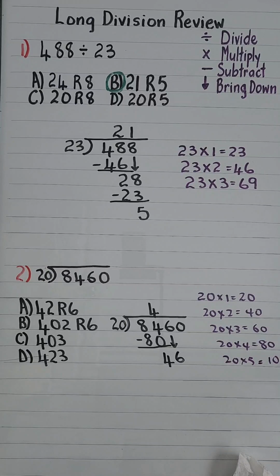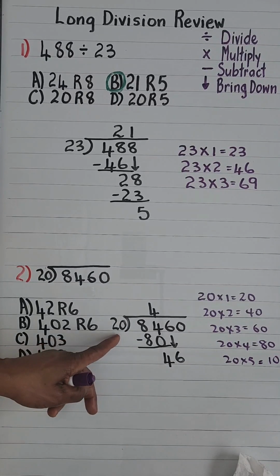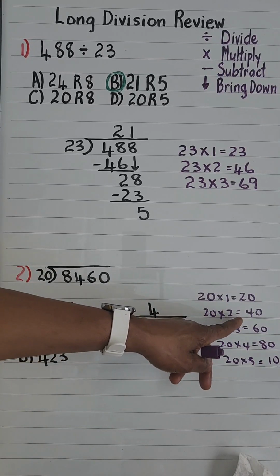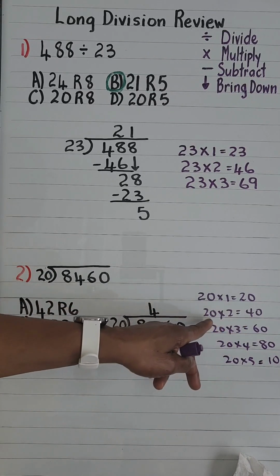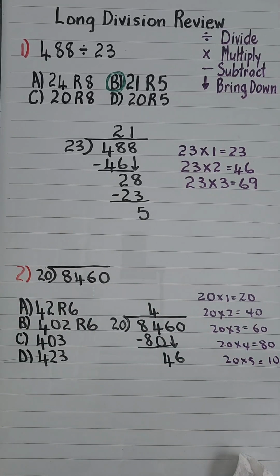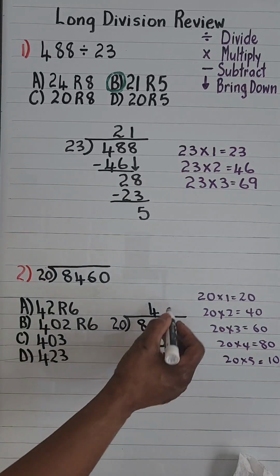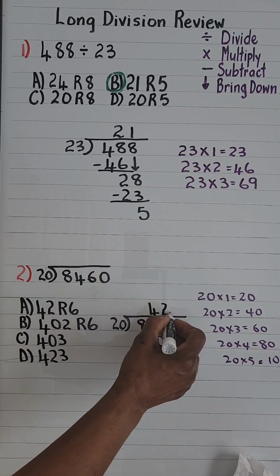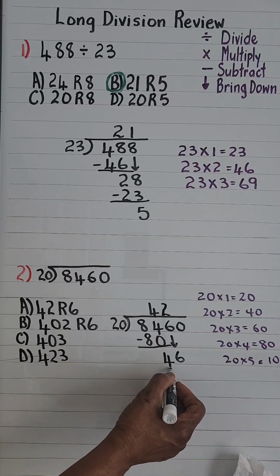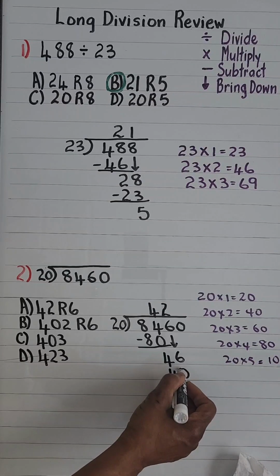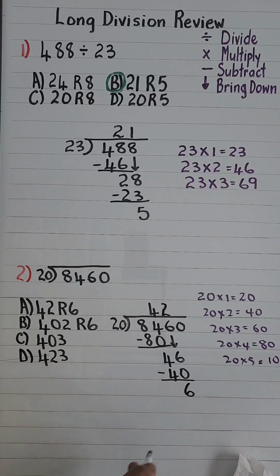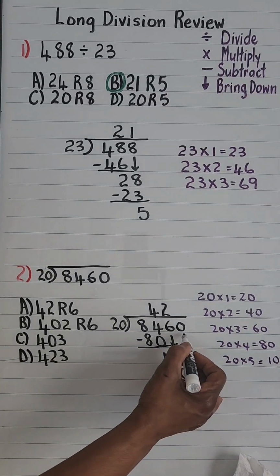And we start the steps again. How many times can 20 go into 46? Look at our tables. And we know we tried 2 because 3 times is too large. So 2 times. And then next step we multiply. 2 times 20, 40. And next step we subtract, and that is 6. And the next step is bring down.